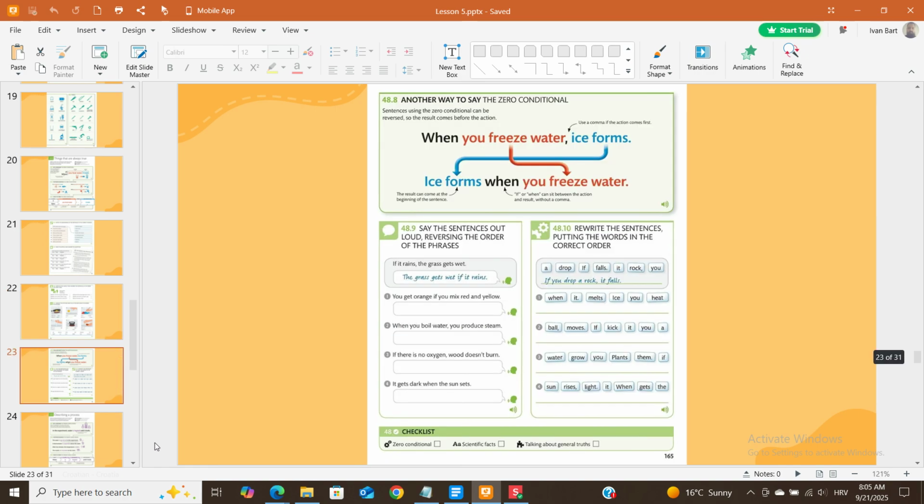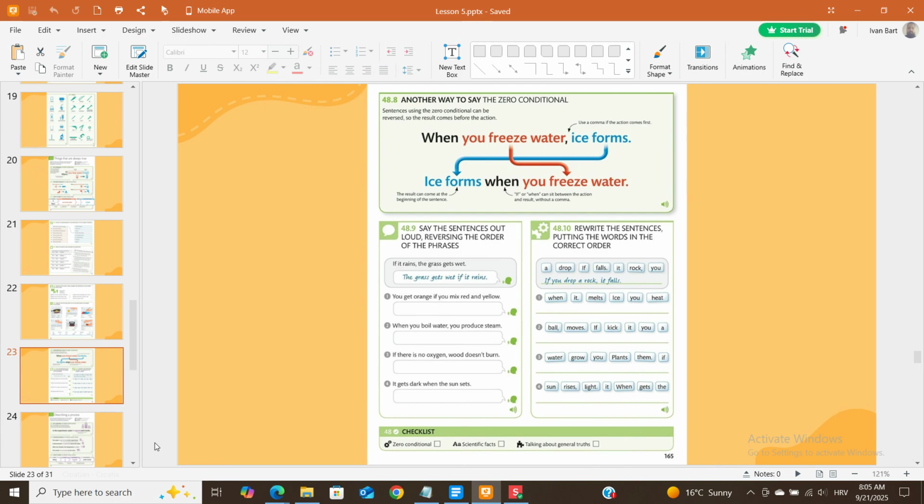48.8 Another way to say the zero conditional. Sentences using the zero conditional can be reversed, so the result comes before the action. Use a comma if the action comes first. When you freeze water, ice forms. Ice forms when you freeze water. The result can come at the beginning of the sentence. If, or when, can sit between the action and result, without a comma.